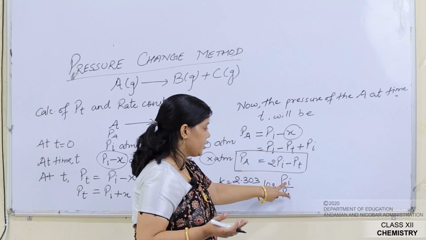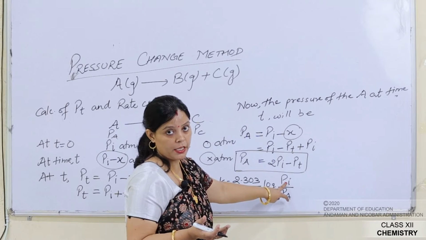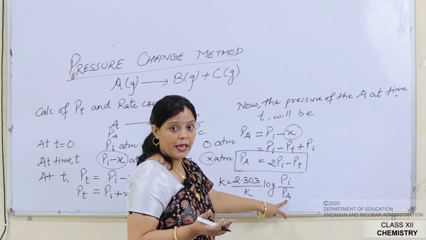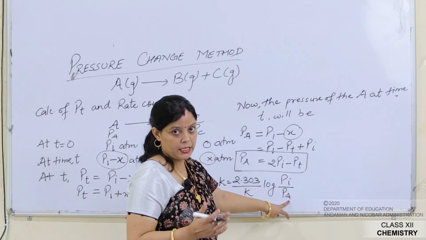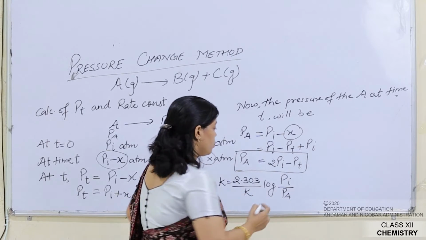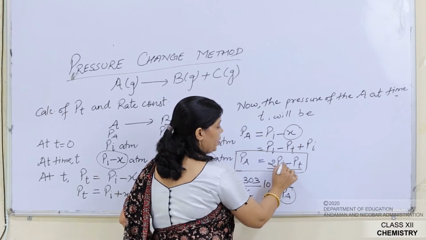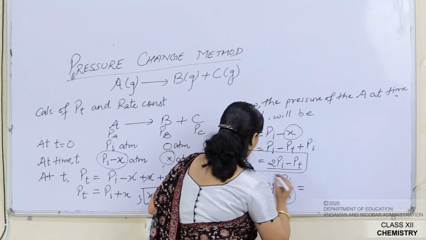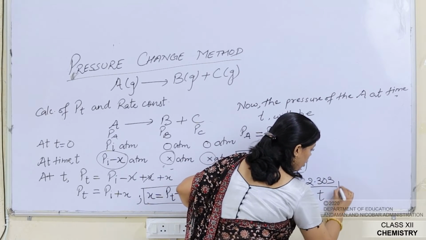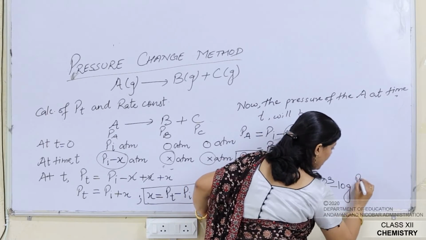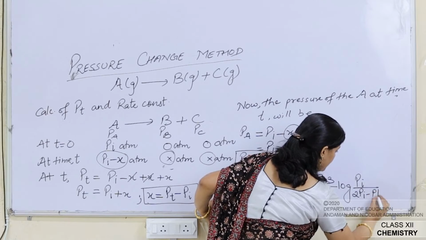So, this is the initial pressure, and the initial pressure is only due to the component A initially at T equal to 0, and this PA is the pressure of the reactant A, the final pressure of the reactant A at time T. So at this place we can substitute the value of PA, that is 2Pi minus PT, and after that we get k = 2.303/T log Pi/(2Pi minus PT).